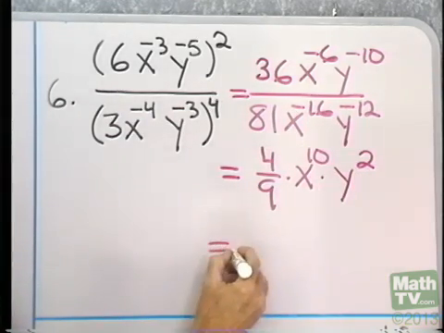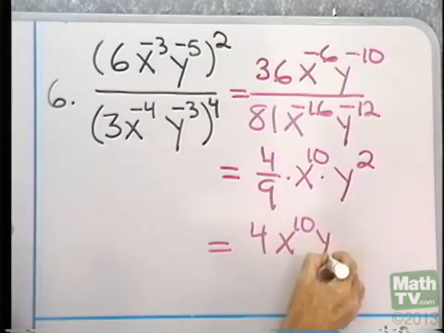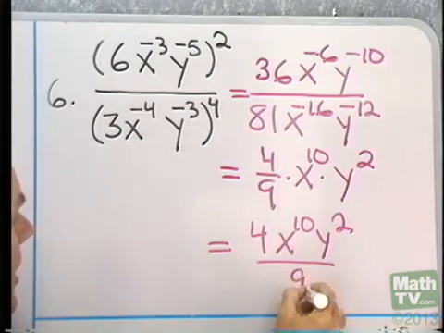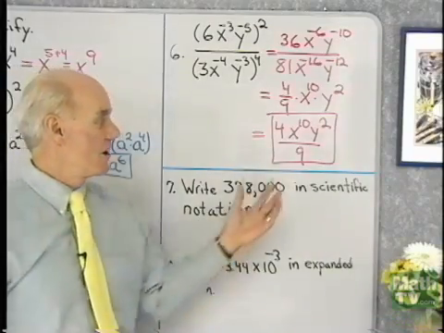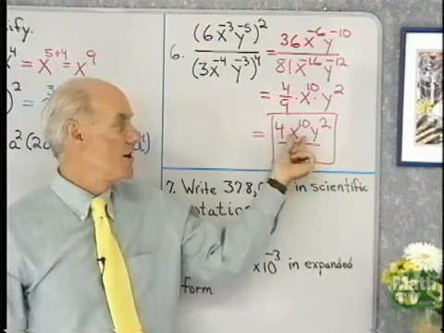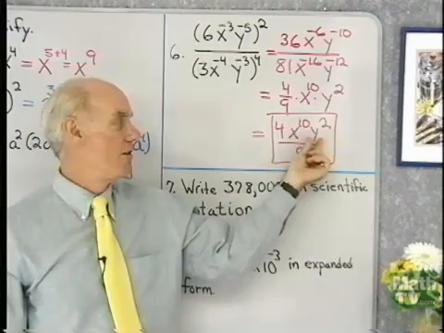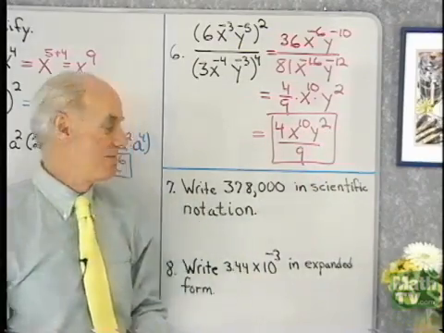Now I can simplify this a little further by just writing 4x to the 10th, y to the 2nd, all divided by 9. So here I've used my properties of exponents a couple of different ways right here and simplified this expression down to where I just have numbers, the variable x with an exponent and the variable y with an exponent. The next problem involves scientific notation.